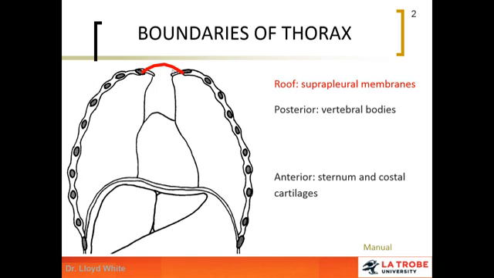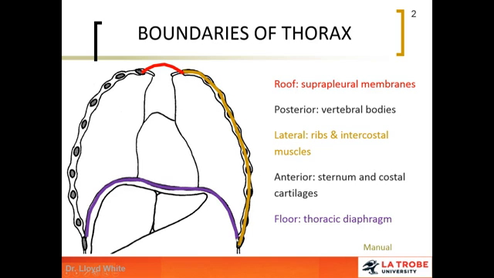Now, the sides of the thorax are made up by the ribs and the intercostal muscles. And then the floor of the thorax is made up by the thoracic diaphragm.